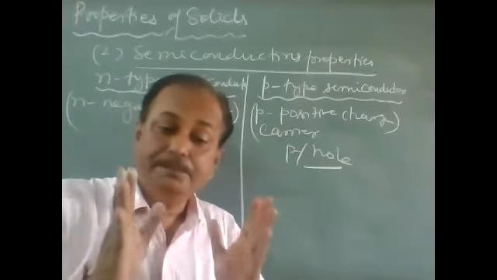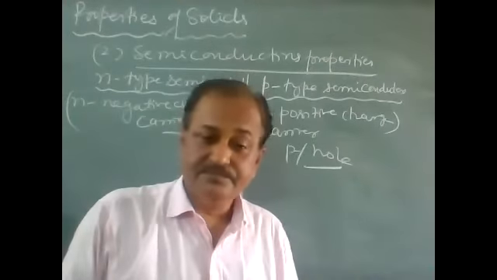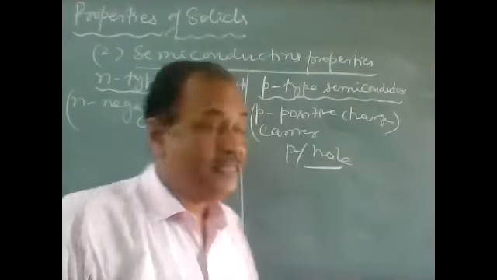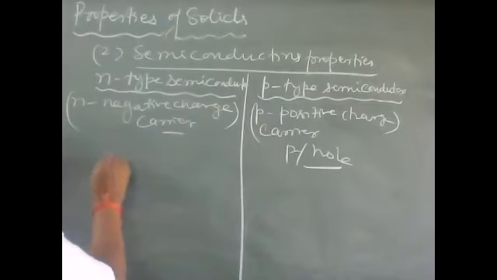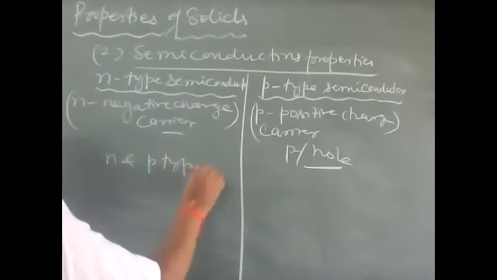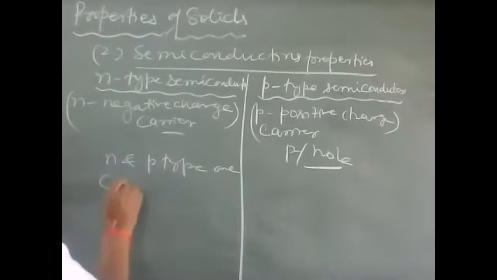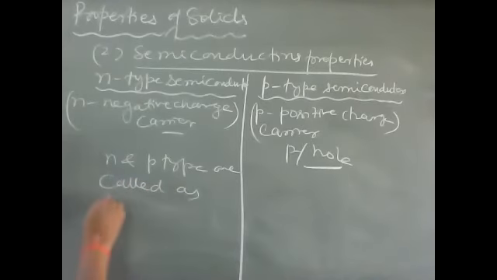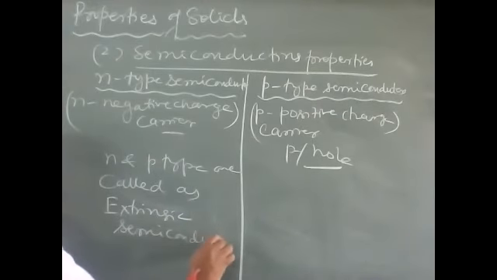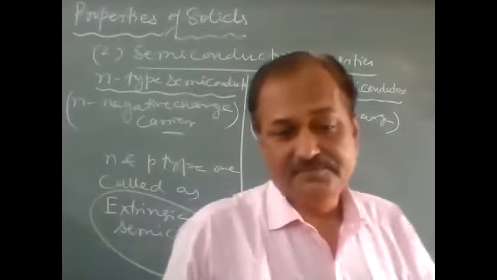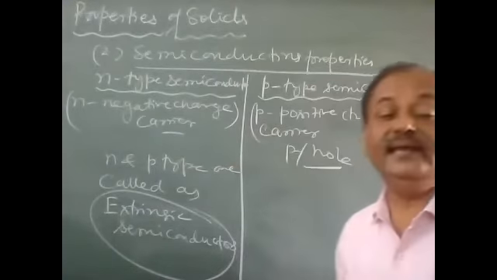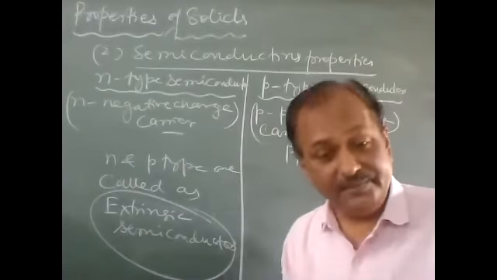Now, as you know, pure silicon and pure germanium are called intrinsic semiconductors, and N-type and P-type semiconductors are called extrinsic semiconductors. Extrinsic. This is very important to know. Extrinsic means they are made by adding some impurities. And how are they made?